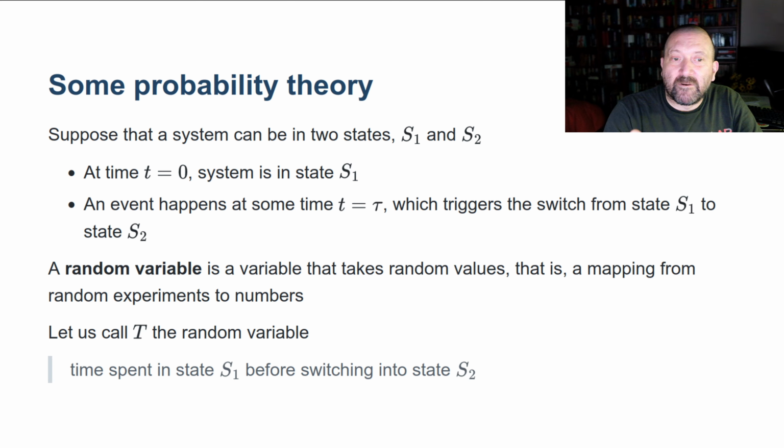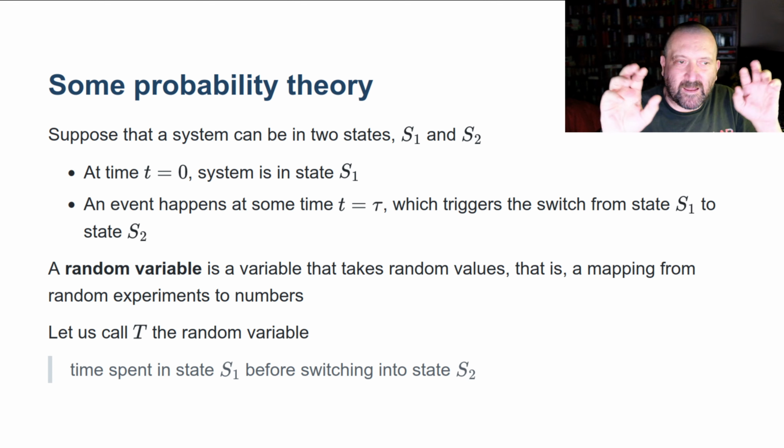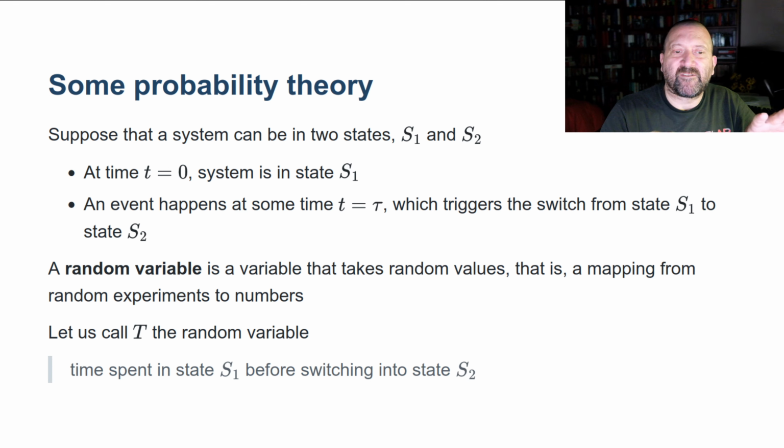We're going to call this a random variable, and this is the typical notion, I'm not doing anything weird here. A random variable is simply a variable that takes random values, and so it maps random experiments to numbers. I'm going to call T, capital T, the random variable defined as the time that the system spends in state S1 before switching to state S2.